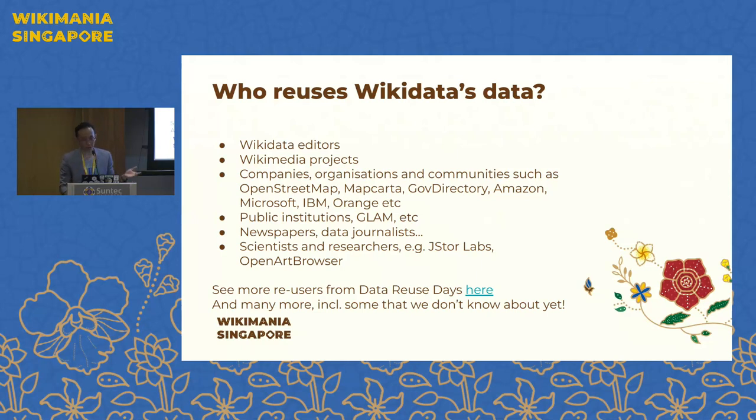So who are the Wikidata reusers? We have Wikidata editors, the 21,000 per month. Wikimedia projects, as you've seen earlier, Wikipedia, Wikimedia Commons, reuse Wikidata's data. Companies, organizations, and communities such as OpenStreetMap, a big community, are using data from Wikidata. Mapkata, Gulf Directory, Amazon, Google, Microsoft, IBM, Orange, a telco from France. I wrote them down here because I know for a fact that they have different projects working on Wikidata.